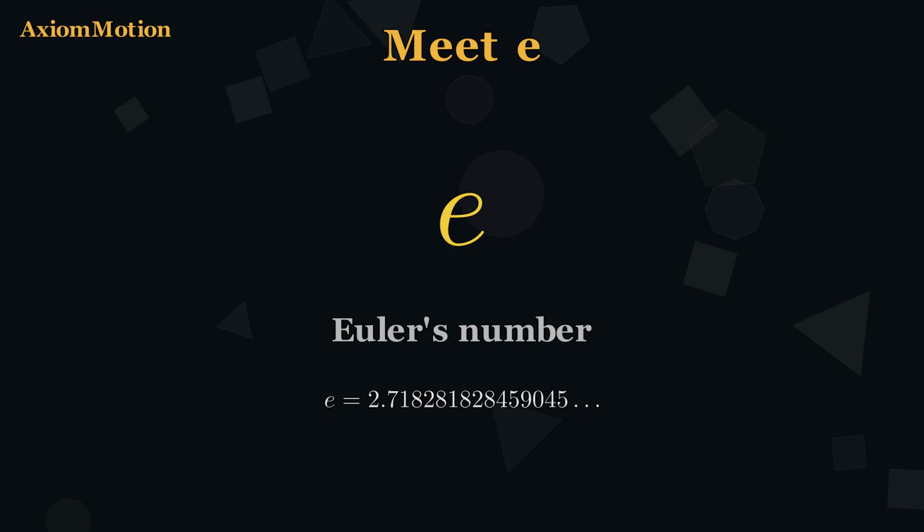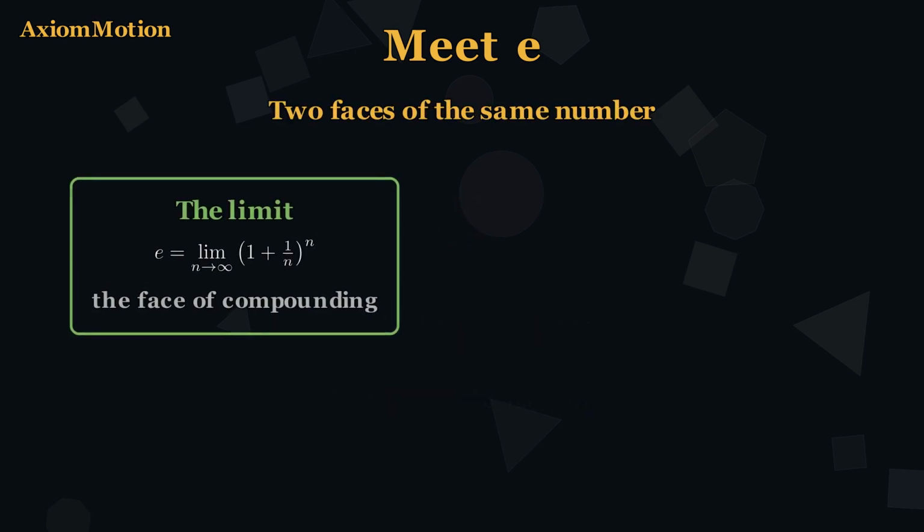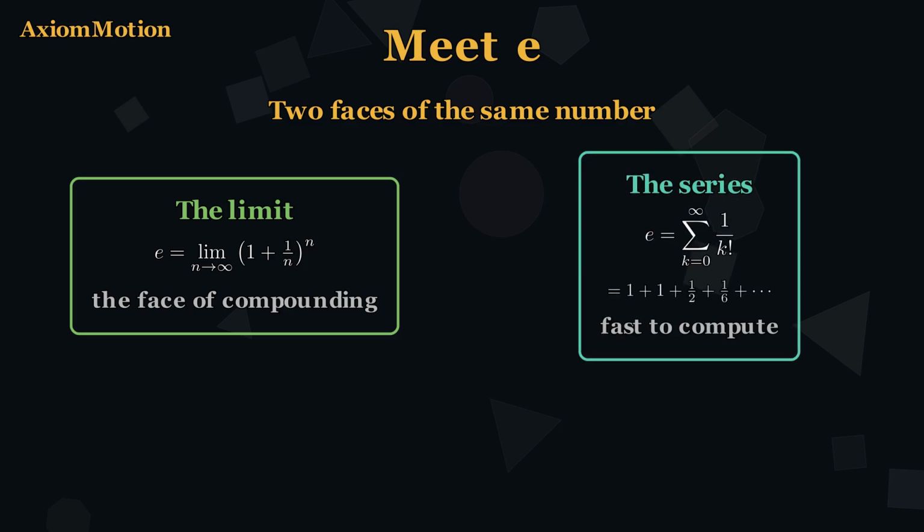And E wears two faces. The first is the one we just uncovered, the limit of 1 plus 1 over n, raised to the power n, as n runs to infinity. This is the face of compounding. The second is an infinite sum. 1 over 0 factorial plus 1 over 1 factorial plus 1 over 2 factorial forever. That is 1 plus 1 plus 1 half plus 1 sixth plus 1 24th and on. They look nothing alike, yet they define the exact same number.